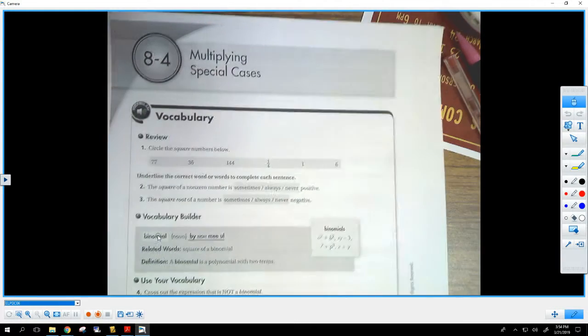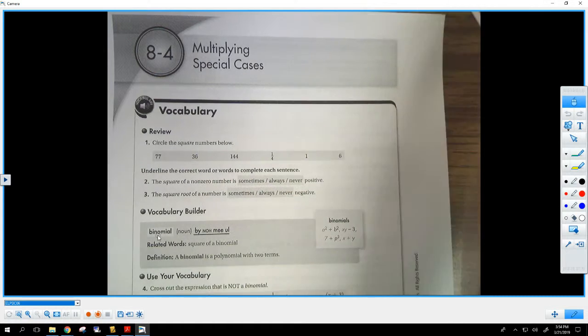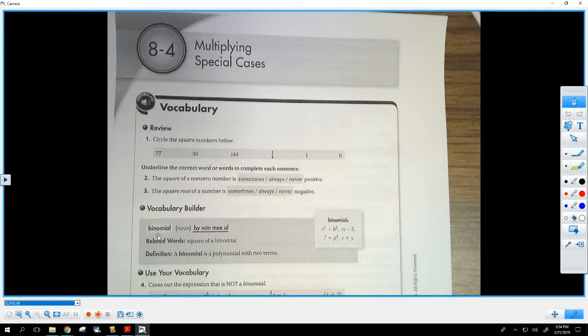All right, we're in our student companion notebook. We're in lesson 8-4. That is page 238. So hopefully you're on page 238 in your student companion notebook. So note, multiplying special cases. We've been talking about multiplying polynomials. Everybody loves multiplying polynomials. So again, as always, we're going to do a quick review.